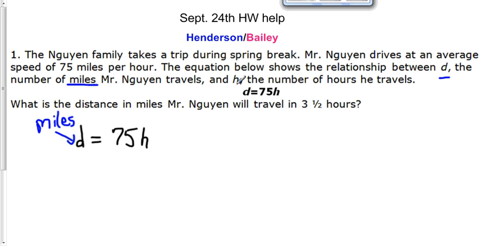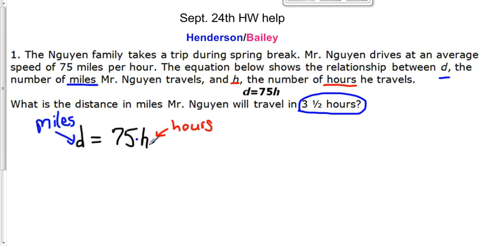And then the H, in the story it said H, the number of hours. So again, label, label, label. So we want to label the H standing for hours. So if we put it back in word form, I'm saying that miles are equal to 75, and no sign means I'm going to multiply 75 times the number of hours. And our question wants to know, what if he went 3.5 hours?